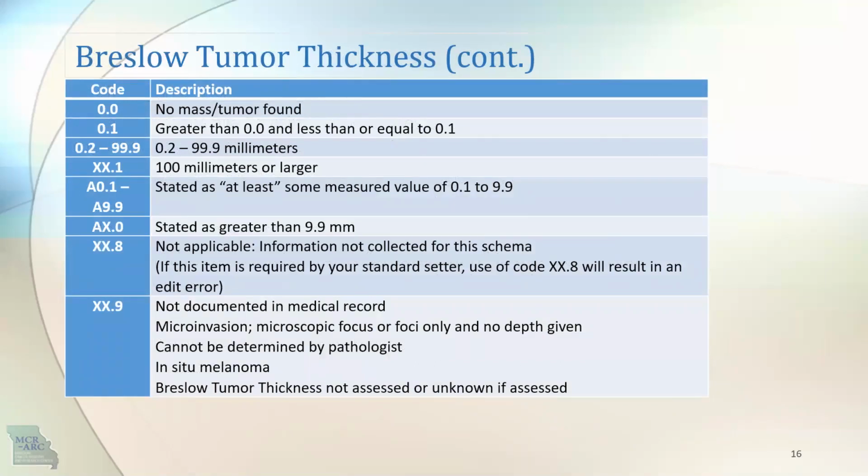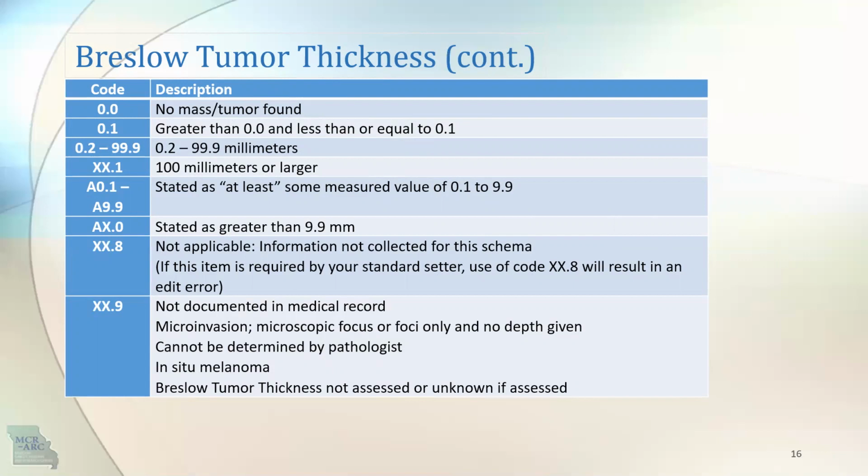This is the Breslow tumor thickness table. Code 0.0: no mass or tumor found. Code 0.1: when it's greater than 0.0 and less than or equal to 0.1. Code the exact Breslow tumor thickness in millimeters when it's between 0.2 and 99.9. Use XX.1 when it's 100 millimeters or larger.